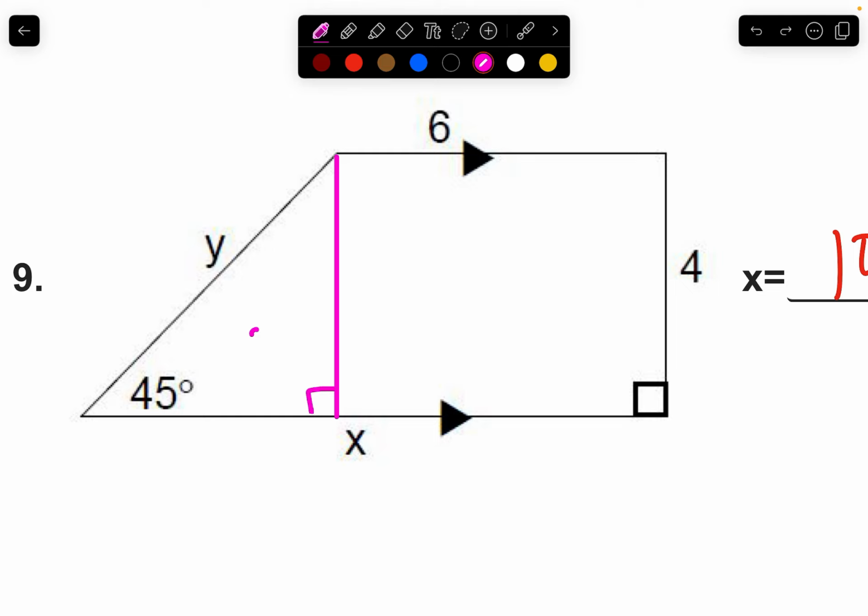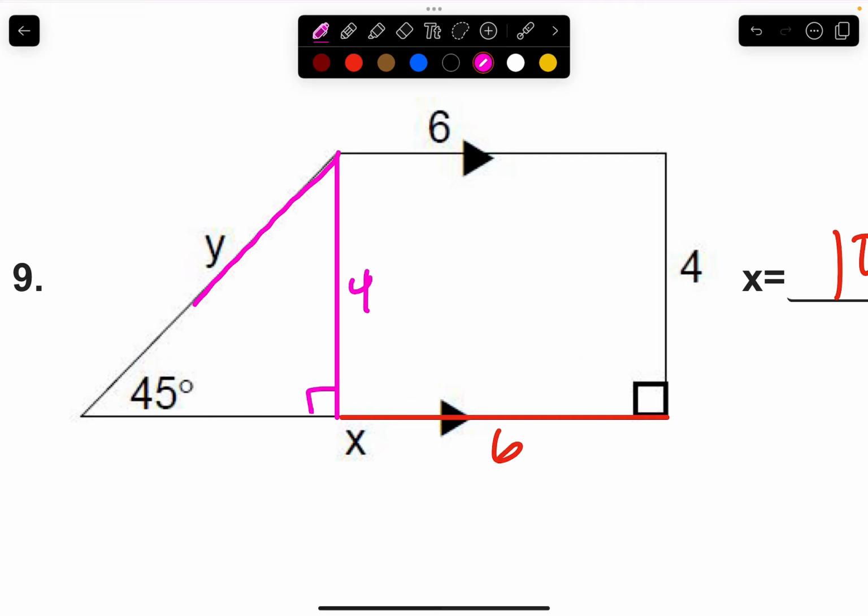So what do we know? Well, we know that the height is consistent the whole time. The height here and the height here are the same number. Those are the same distance. So this will be 4. We also know that this portion of the top is going to be the same as this portion of the bottom. So that portion down here is going to also be 6.